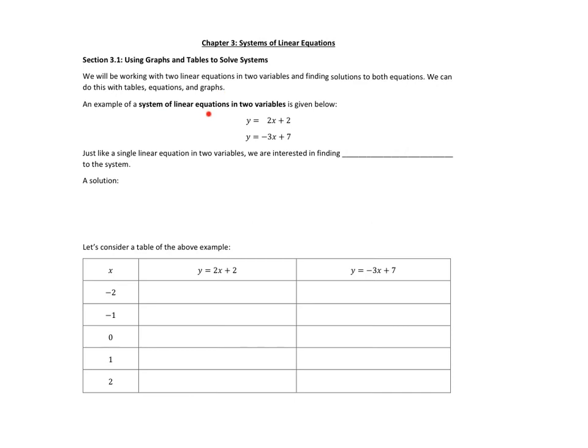So here's an example of a linear equation in two variables. So notice we have two equations, and now if we want an ordered pair solution, it has to work in both the top and the bottom equation. So just like a single linear equation in two variables, we are interested in finding solutions.